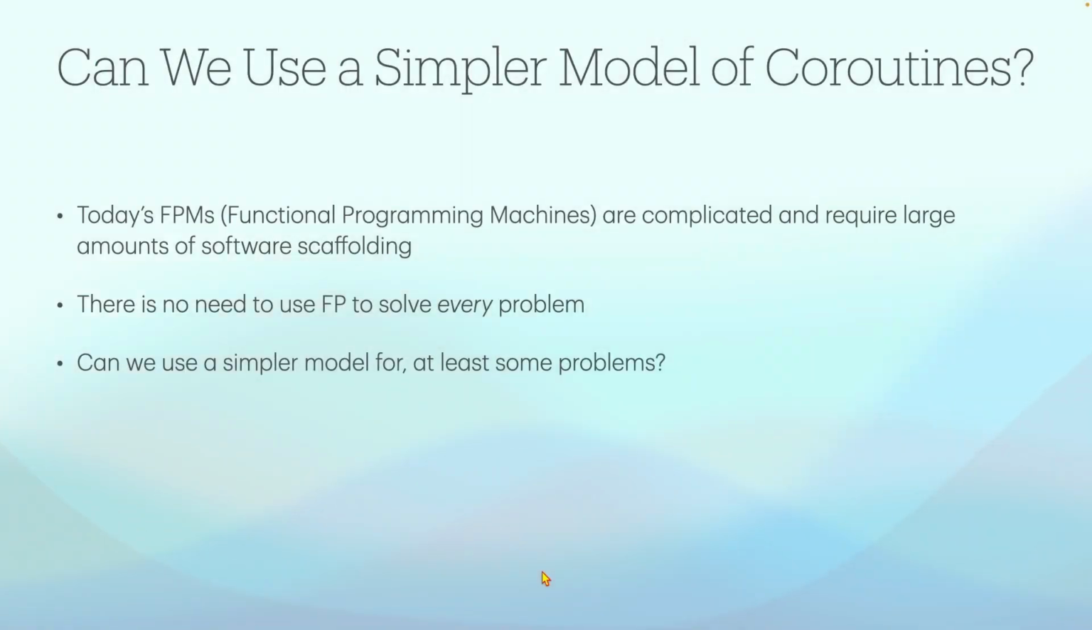Can we use a simpler model of coroutines? Today's functional programming machines are complicated and require large amounts of software scaffolding. There is no need to use functional programming to solve every problem. Can we use a simpler model for at least some of the problems?